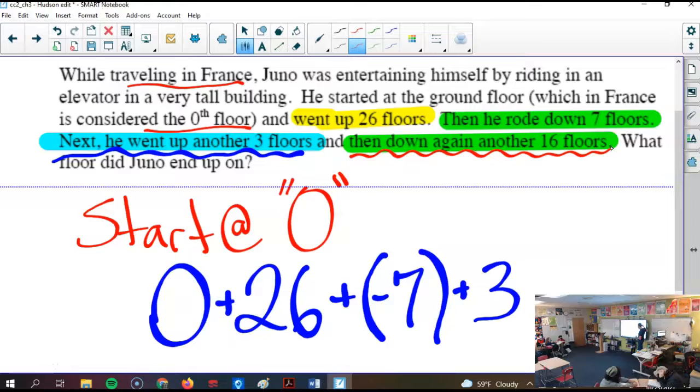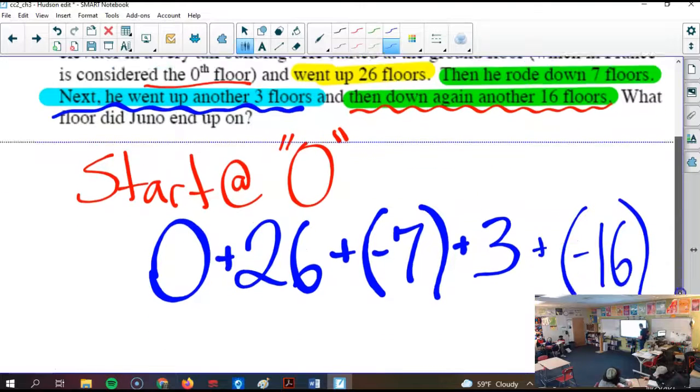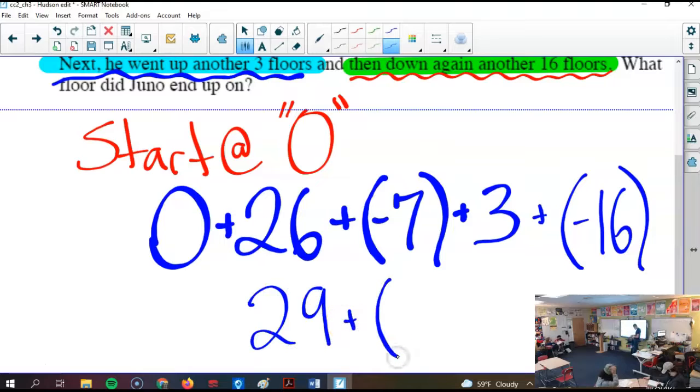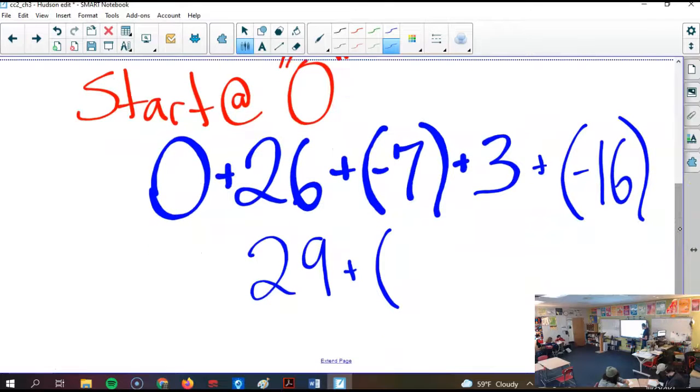Then down again another 16 floors. Plus negative 16. We should have something like this written on our paper. And we started at 0, so guys, we could literally say 0 plus. So, Isabella, if I put all of my up trips together, what's 26 and 3? Yeah, and then if I put all my down trips together, I mean, there are other ways to do it, right? We can go up, down, or I can say how much did I go up, how much did I go down. So, negative 7 and negative 16.